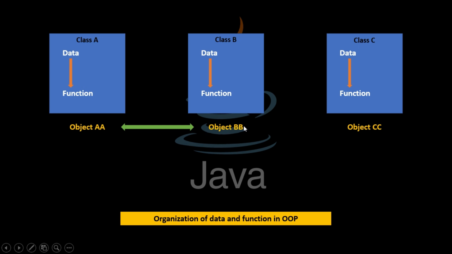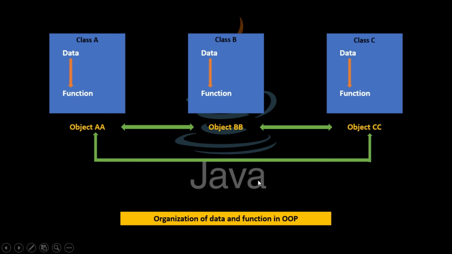That means object A can interact with object B, and as well object B can interact with this object. Only objects can interact; neither any functions nor any data can communicate with each other directly. If any function of a class wants to access the data or the function of another class, they have to come through the objects. They cannot access them directly.